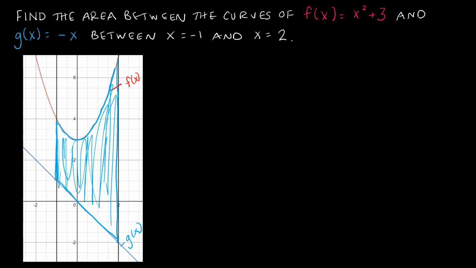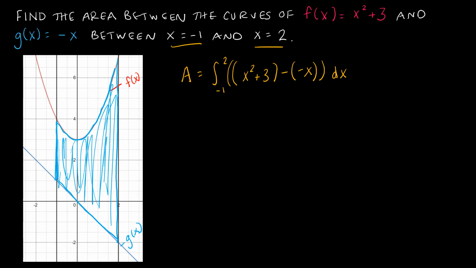Just as we did before, we're just going to do subtraction. And again, we're given those limits of integration of -1 and 2. So to find this area, I'm going to integrate from -1 to 2, and I'm going to take the function that is on top, which is f of x, x squared plus 3, and I'm going to subtract the function on the bottom, which is negative x, with respect to x.